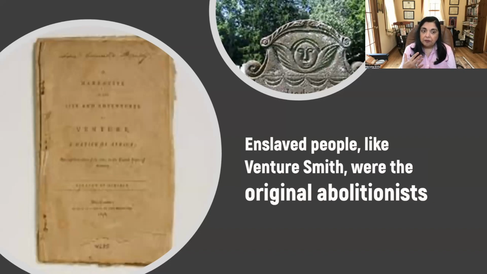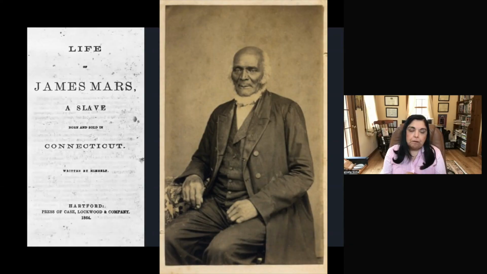They wrote narratives that not only detailed their own experiences, but also highlighted the cruelties and the arbitrary nature of slavery. And there are other interesting figures who wrote their narratives and came out of slavery in Connecticut. One of them was James Mars, who actually published his narrative only during the Civil War. But Mars is interesting. He belonged to a very important Black abolitionist church in Hartford, and he also belonged to the executive committee of the Connecticut Anti-Slavery Society.